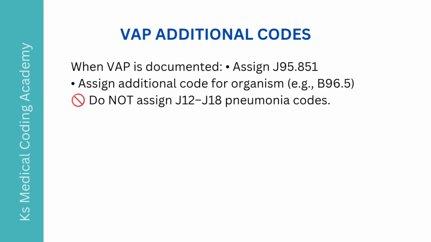VAP additional codes. When VAP is documented, assign J95.851. Assign an additional code for the organism, if identified. Do not assign pneumonia codes from J12 to J18.